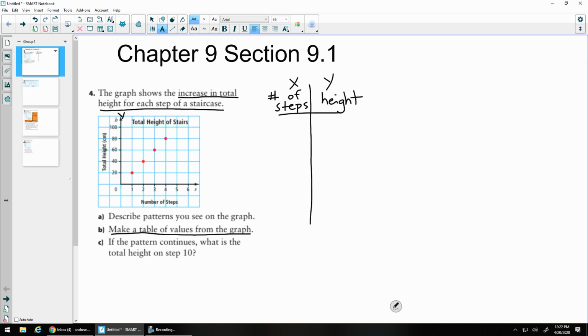So we have only certain numbers that go together. When you've gone up 0 steps, what is the height that you've gone? Well, they actually don't have a point there. But at 0 steps, you would have gone 0 centimeters.